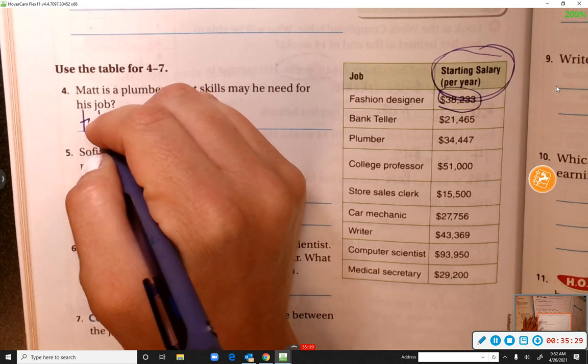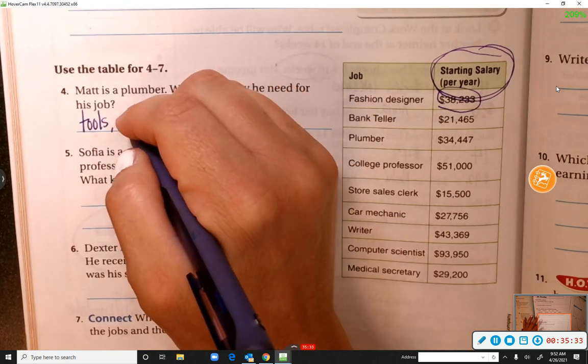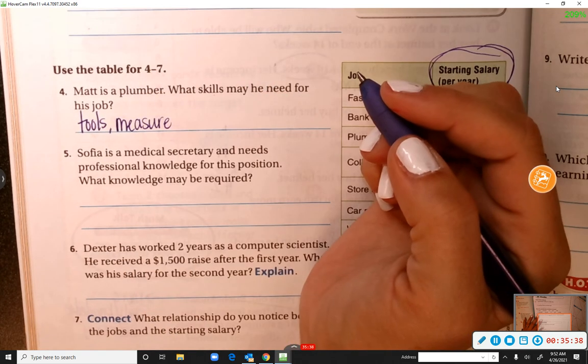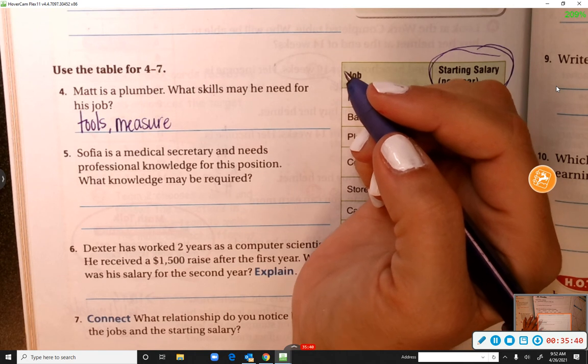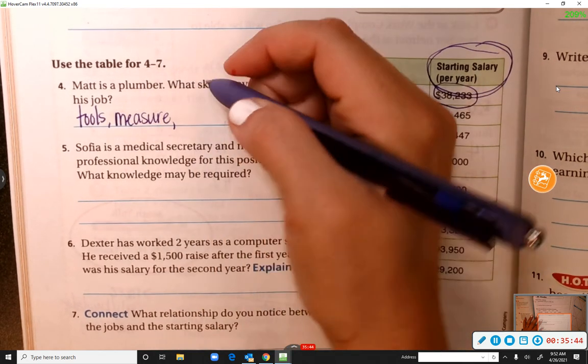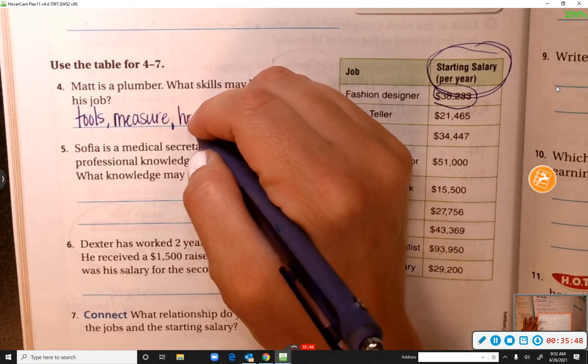Yeah. Do you probably need to know how to measure things if you're replacing pipe? You need plungers and stuff. You probably need to know how to measure. Yeah. You need to have knowledge about how to fix a pipe. How to fix pipes.